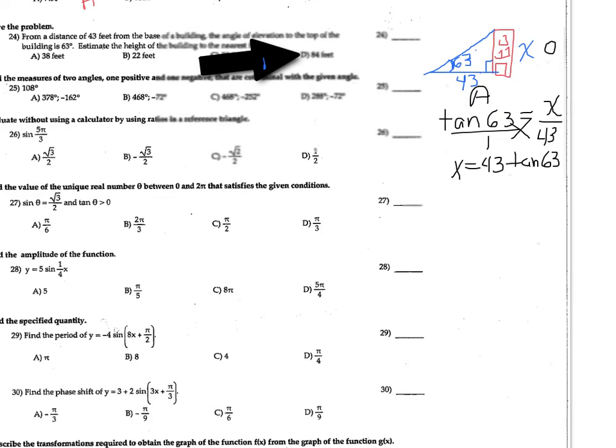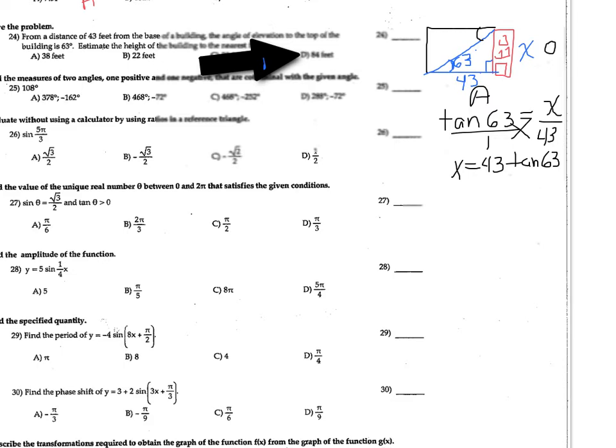The angle of elevation is at the bottom, yes, it elevates. If you put it on top, like for example over here, this is an angle of depression. Okay, so when you put that into the calculator, 43 tangent of 63, just make sure that you are in degree mode. See, mine is in radians. When you put it into degree, that should give you the 84.